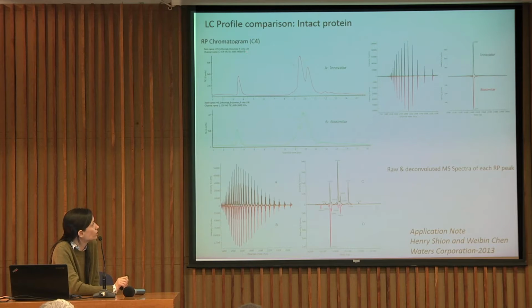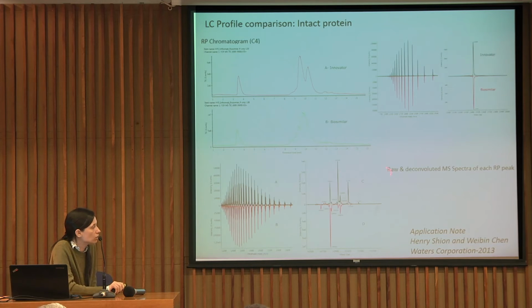This is a C4 reverse phase column. And we can see, if we compare the innovator with the biosimilar, at first glance that these 2 peaks are the same, but here we are having some differences. So then what we do is we do mass spectrometry on these peaks, and this corresponds to this first peak over here. And you can see that the raw MS spectra and the deconvoluted MS spectra look the same for the innovator and the biosimilar.